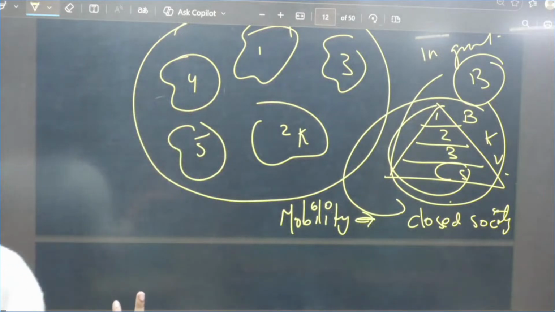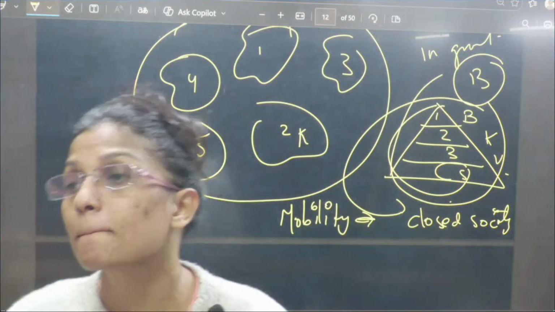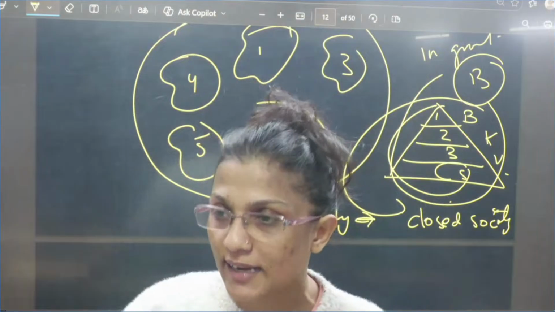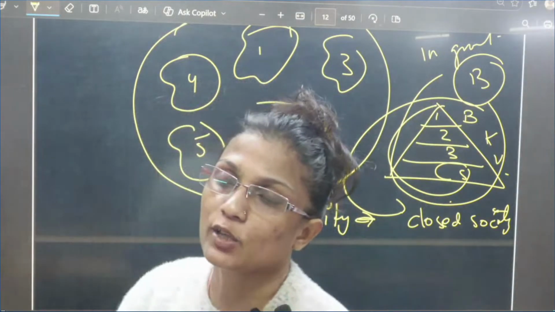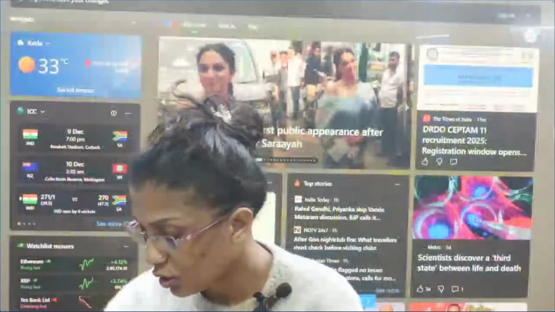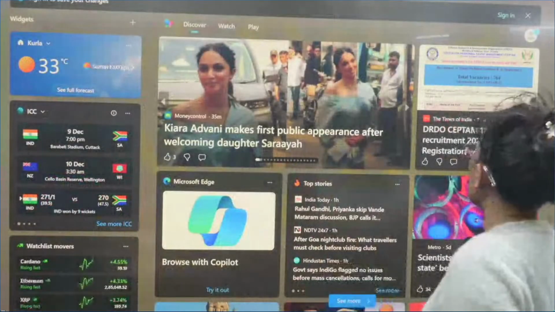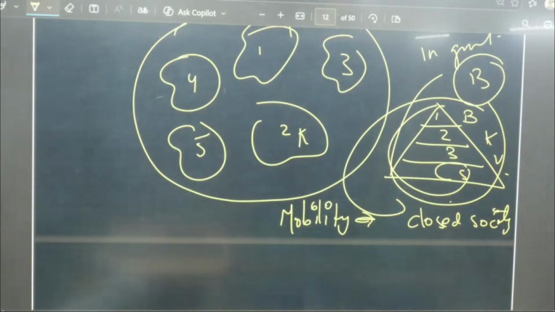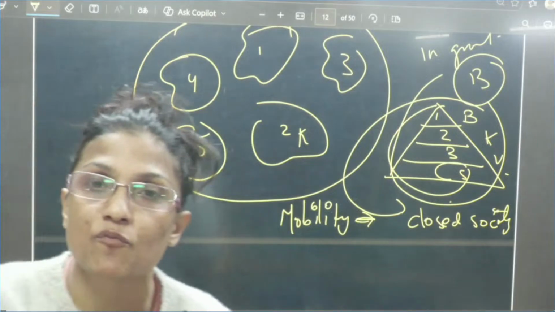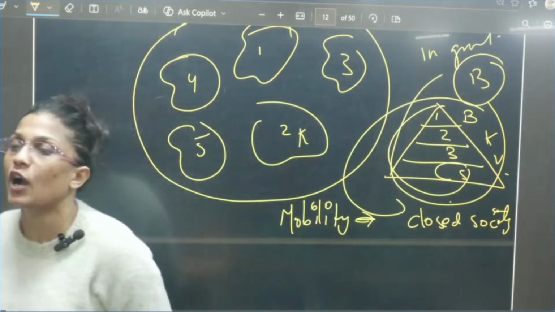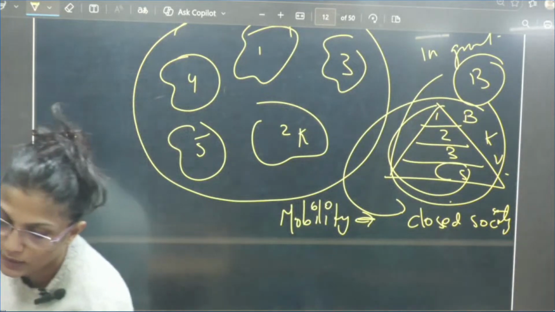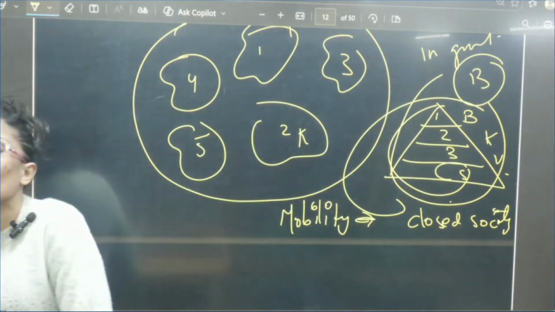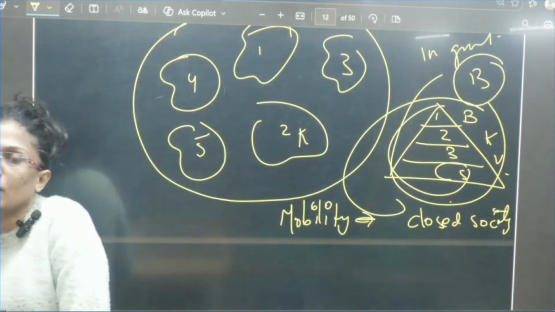क्यों? क्योंकि इनके पास क्या नहीं है? जो भी इनका position है, that is given to them by birth ना. ये तो उनको by birth मिला है. तो by birth if they have got, so they cannot change. वो अपना position तो change ही नहीं कर सकते. So what is it now? Closed society. जहां पे movement नहीं हो सकती है, वो क्या हो गया? Closed society. Do understand like that. Okay?